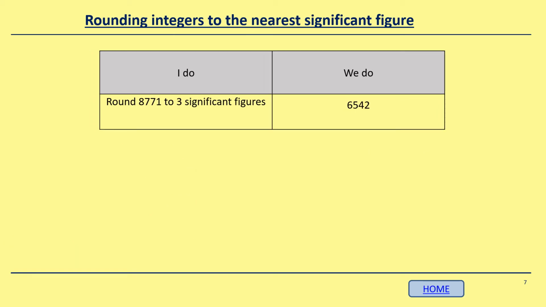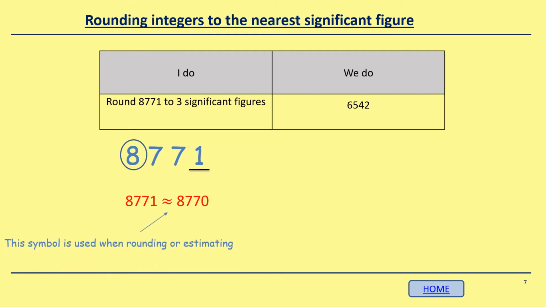Okay, next we're going to round 8,771 to 3 significant figures. There's my number. There's my 8. That's the first significant figure. Now the third significant figure is the second 7, so I'm going to put a line under the 1. My cut-off is between the 7 and the 1, so that becomes 8,770. Okay, you have a go at rounding 6,542, and I'll give you the answer in a moment.